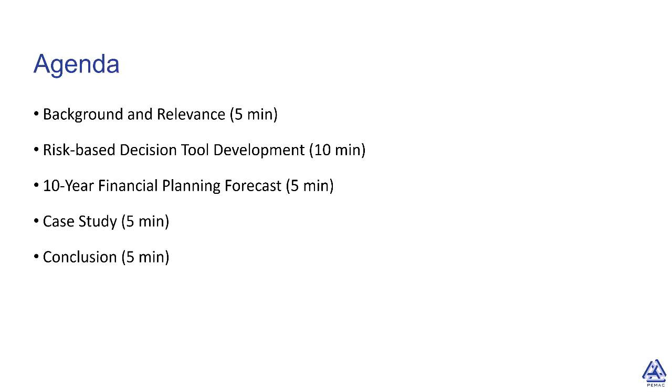So I'll start off with just some background and relevance, who we are at Niagara Region, why this tool is important, and then I'll get more into the details: what we mean by a risk-based decision tool, what's in it, how that links to a 10-year financial forecast, and then I'd like to end off with a case study of how we used it this year, and then just some more thoughts going forward.